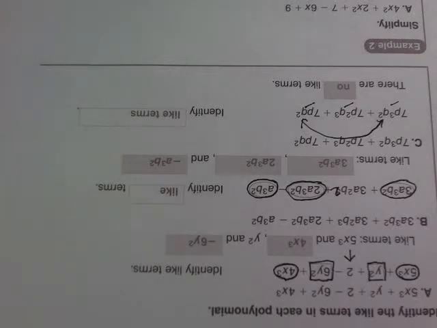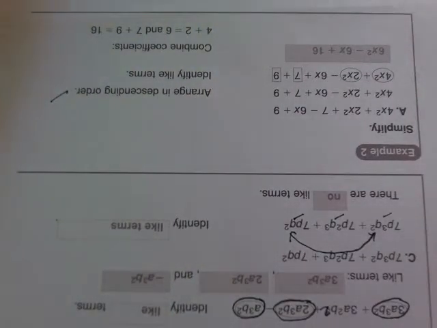Alright, so now they're going to have us go ahead and actually start, instead of just identifying the like terms, now you're actually going to combine the like terms. So in number 2, part A, they've got 4x squared plus 2x squared plus 7 minus 6x plus 9.